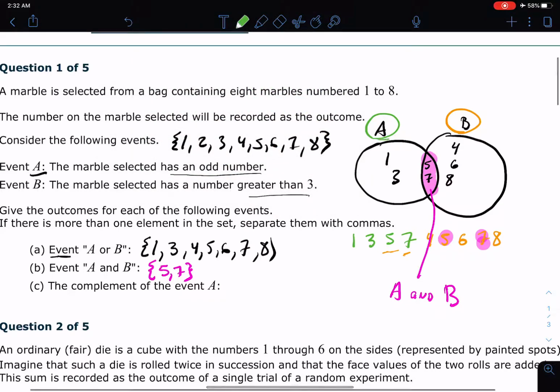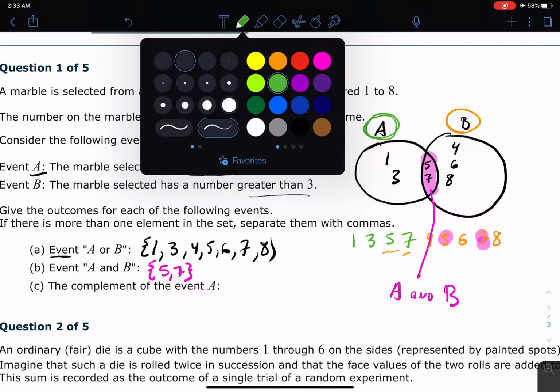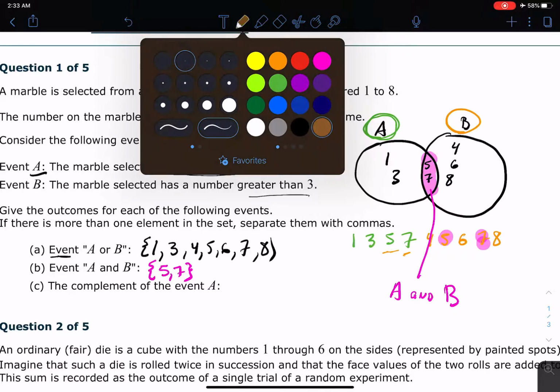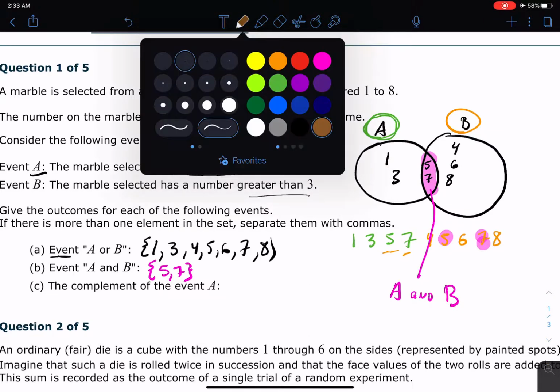Once again, we see in our Venn diagram, A is 1, 3, 5, 7. A happens to be the odd numbers 1, 3, 5, and 7. So what's not A? So not A, I'm going to use brown, I think. Or no, that looks too close to orange.